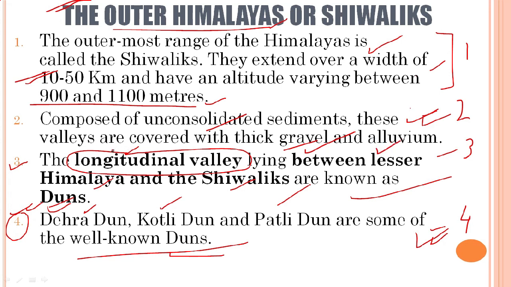Then we saw the longitudinal valleys between the lesser Himalayas and the Shivaliks known as dunes, and some famous dunes were Dehradun. Just tell me in the comment section that Dehradun is the capital of which state of India. Then we saw the Kotli Dun and the Patli Dun.